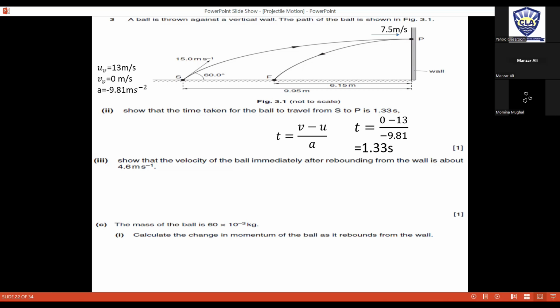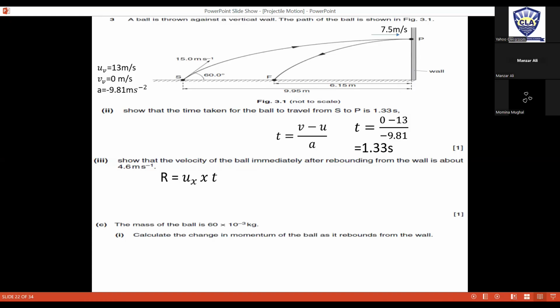Now they say, find the rebound velocity. It is hitting the wall with a speed of 7.5 meters per second, and the distance it has traveled horizontally is because of this velocity. But when it rebounds, it travels less distance. Time will be the same, because the time it took to go up is the same time it takes to come back. The time is the same. It means that its horizontal velocity has reduced.